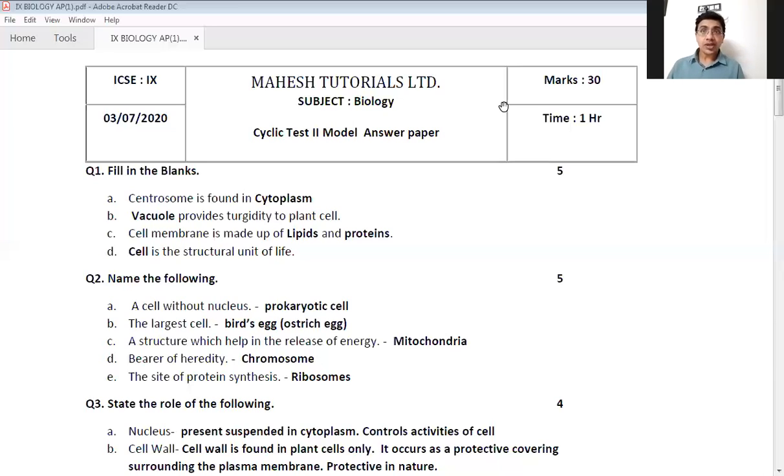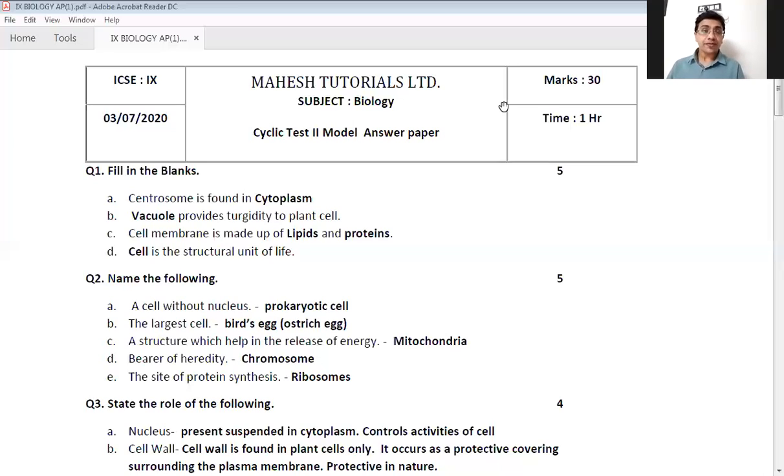Next question is about a structure which helps in the release of energy inside the cell, right? So yeah, it is mitochondria. We know mitochondria is the powerhouse of the cell because it is the one which releases energy. So that is what should be your answer, mitochondria.